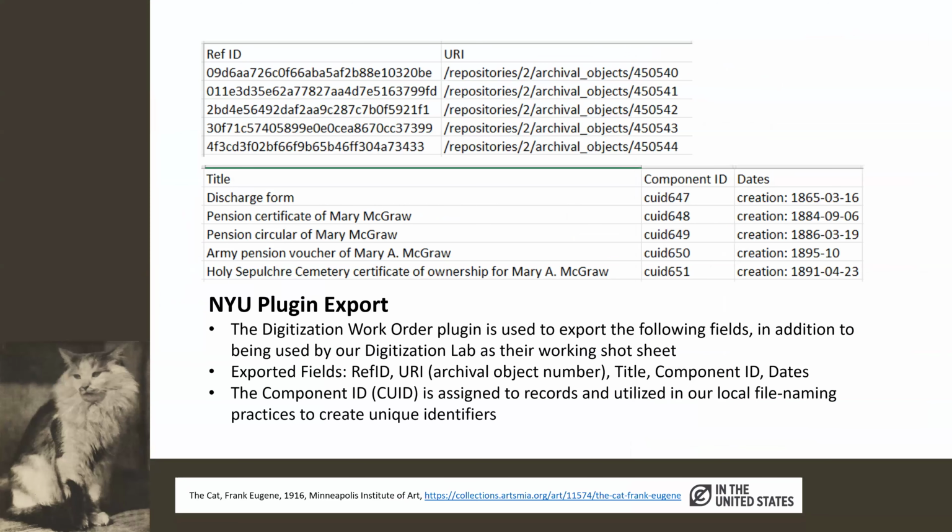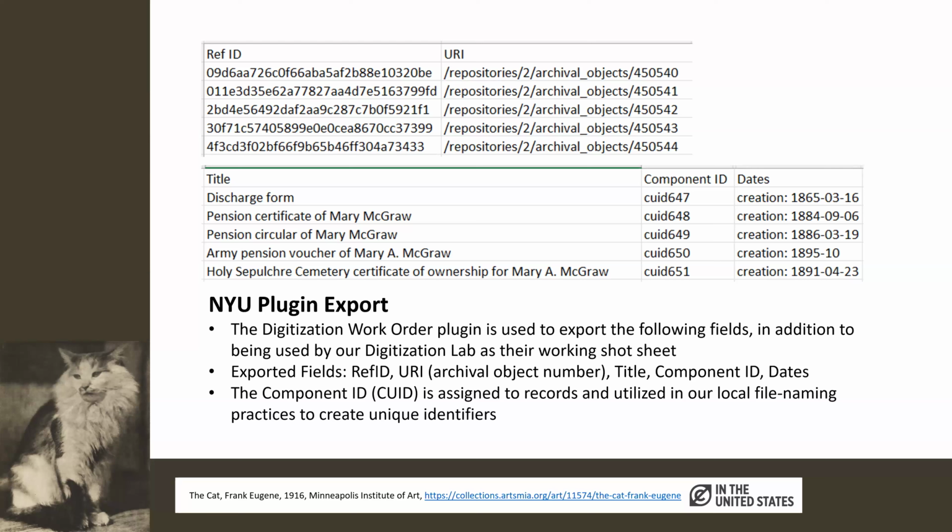We've got a couple of screenshots of snippets from the output of the Digitization Work Order plugin that we were looking at in the previous screen. It can export a whole host of data, but I've only included on the screen what we'll need for our purposes. This includes the ref ID identifier that ArchivesSpace assigns to all resources, the URI, which I'll generally refer to as the archival object number, as that is what we care about from that column, the resource title, the component ID or CUID, and more on that in just a second, and any associated dates.